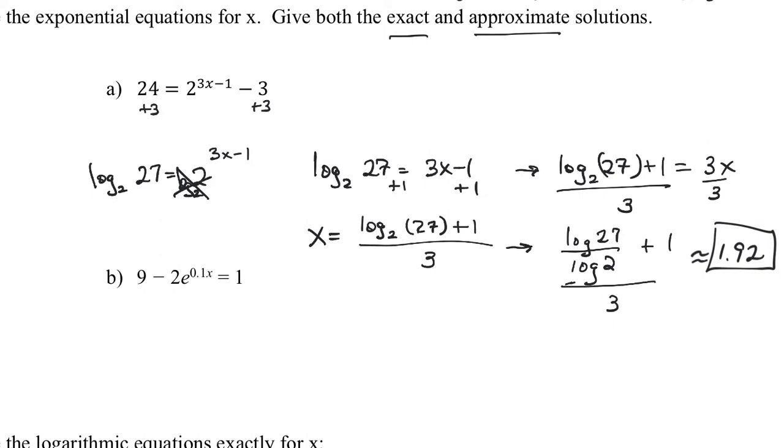Now, part B, also an exponential equation. You can tell because we have a base and an exponent, and the variable is in the exponent. The base is e to the 0.1x. Remember, 2 in this case is a coefficient. So before we get rid of this 2, we have to get rid of this 9 in order to isolate the base. So subtract 9 as a first step. Then divide by negative 2.